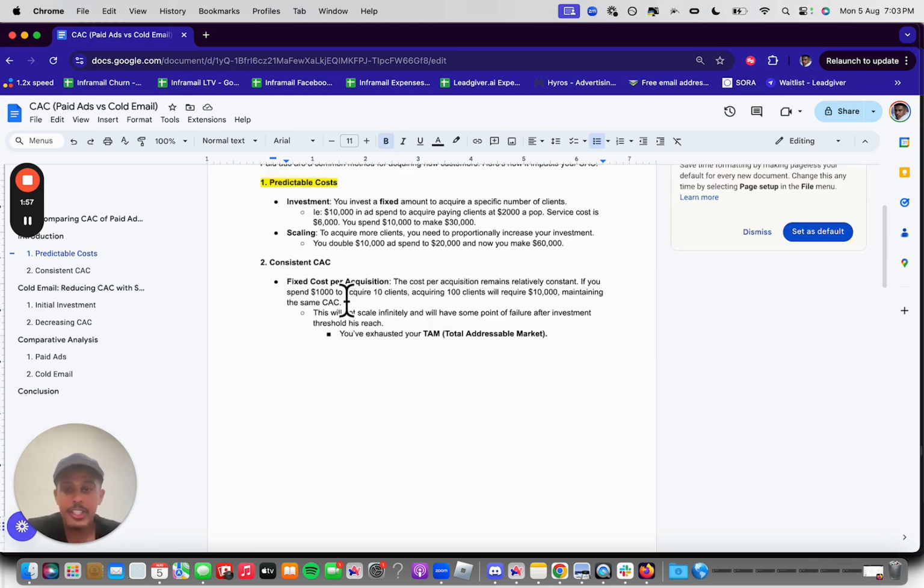So as you can see, the fixed cost per acquisition for paid ads, like I said, is $1,000 to acquire 10 clients. Acquiring 100 clients means you put 10K in, so the more money you put in, right? And this will not scale infinitely, and you'll have some point of failure after an investment threshold is reached. Because if that was the case, then everybody would be trillionaires, right? If you could go from $10,000 at 3x ROAS to $100,000 at 3x ROAS and $1 million at 3x ROAS, you would just be the richest man on earth because you could just put more money in and get 3x return. It's like a glitch in the matrix, right? You're going to keep making more money, but at some point your TAM, your total addressable market, is going to get exhausted, right?